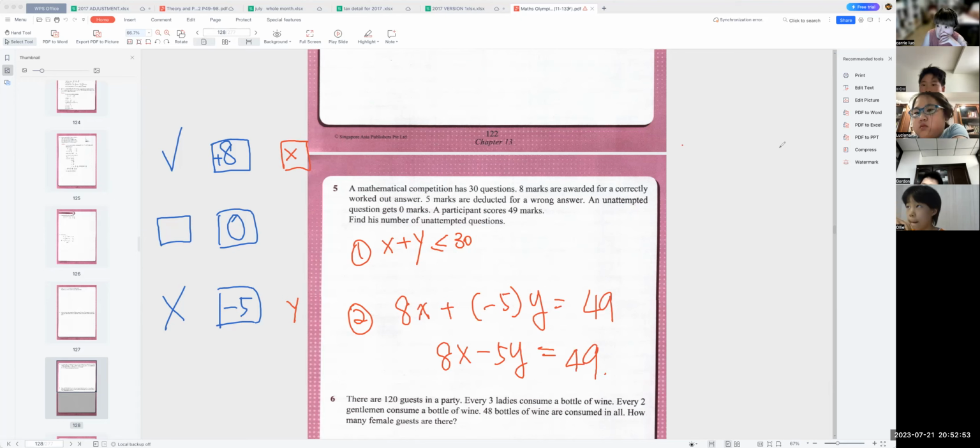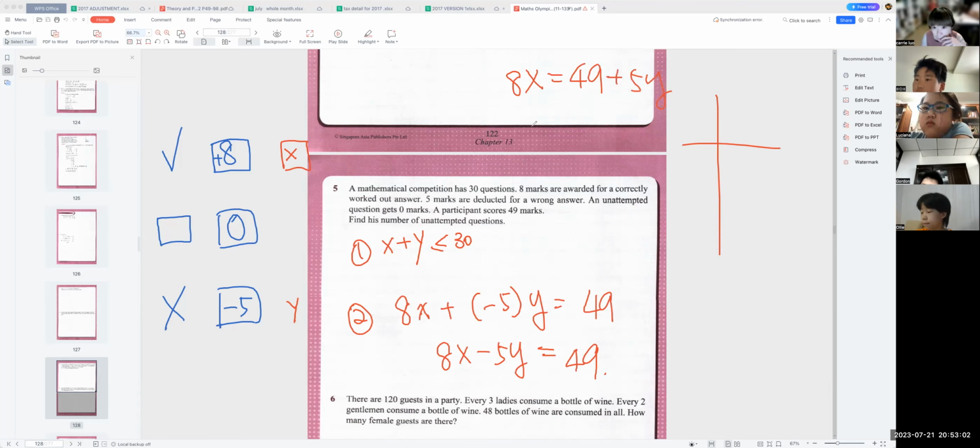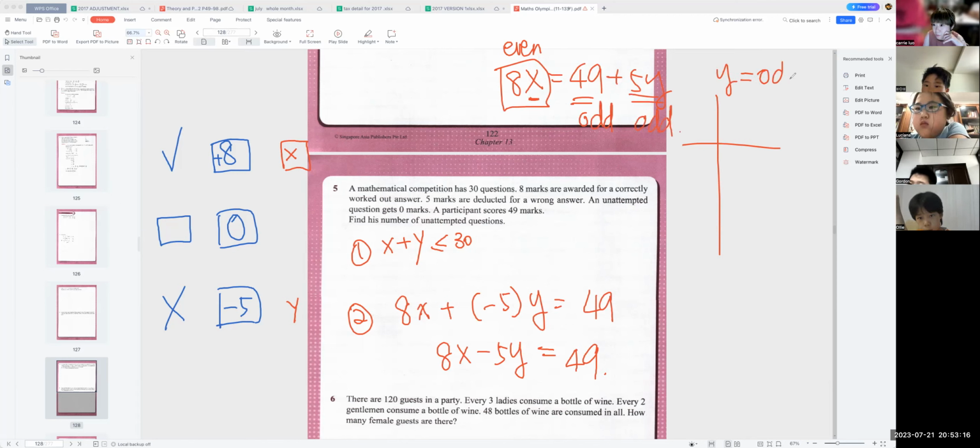Okay, so now it's time to make a listing. 8x equals 49 plus 5y. For this one, no matter x is odd or even, 8x must be even. Correct? So this is odd. That means 5y must be odd as well. So y must equal an odd number as well.